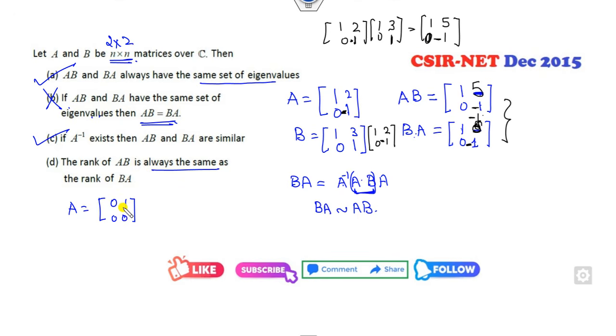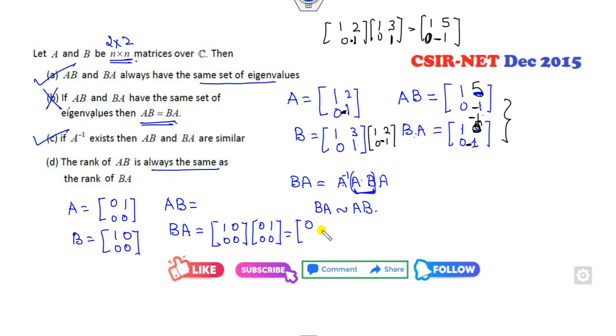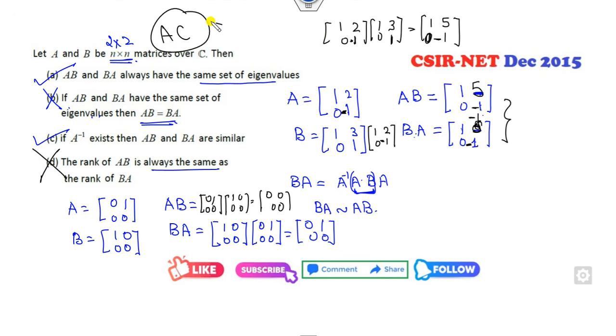Always consider this example. I can choose B as 1 0 0. Then what is my A into B? If you multiply them, A into B and B into A. So what is that? I can count the B into A. This number will be 0 1 0 0. What is the AB? 0 1 0 0 1 0 0 0. So that will be 0 0 0 0. Clearly, the ranks are not the same. So the right answers are A and C.